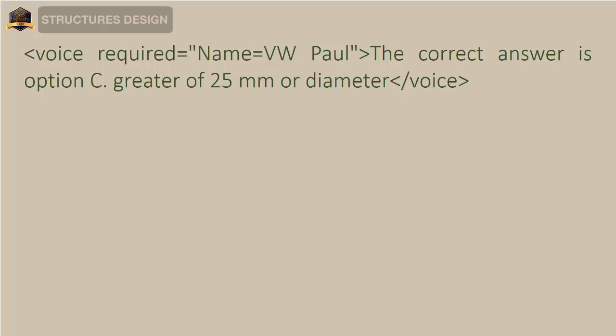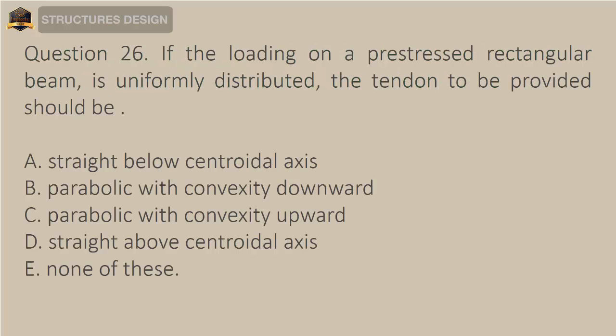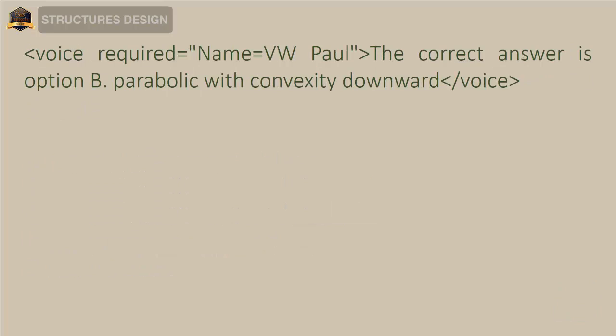Question 26. If the loading on a prestressed rectangular beam is uniformly distributed, the tendon to be provided should be A. straight below centroidal axis, B. parabolic with convexity downward, C. parabolic with convexity upward, D. straight above centroidal axis, E. none of these. The correct answer is option B, parabolic with convexity downward.